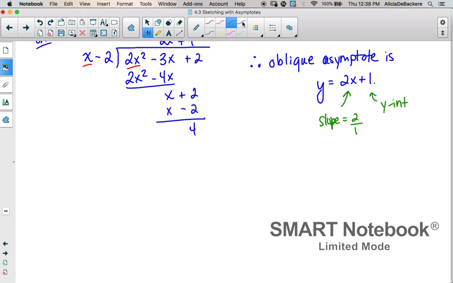Okay, so next we need to figure out the intercepts. So now we know we have this oblique asymptote, and before we had our vertical asymptote as well at 2. So now this is kind of what's happening on my graph. I've got these 2 asymptotes. Moving on to intercepts.